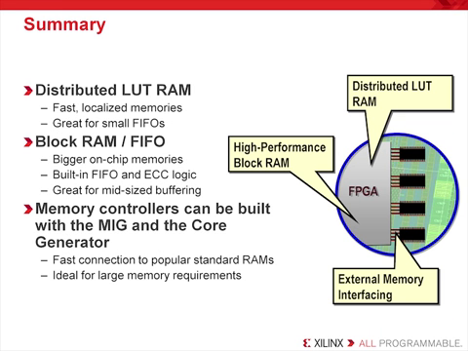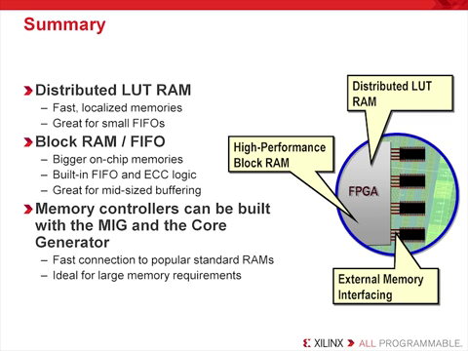In summary, Virtex 6 contains distributed memory, which is good for fast localized memories and small FIFOs. It also has dedicated block RAMs, which have an associated dedicated FIFO logic for easy conversion of each block RAM into a FIFO. This provides a bigger on-chip memory resource. It also has embedded error correcting code, or ECC logic, that is associated with each block RAM. And these both are great for mid-size buffering.